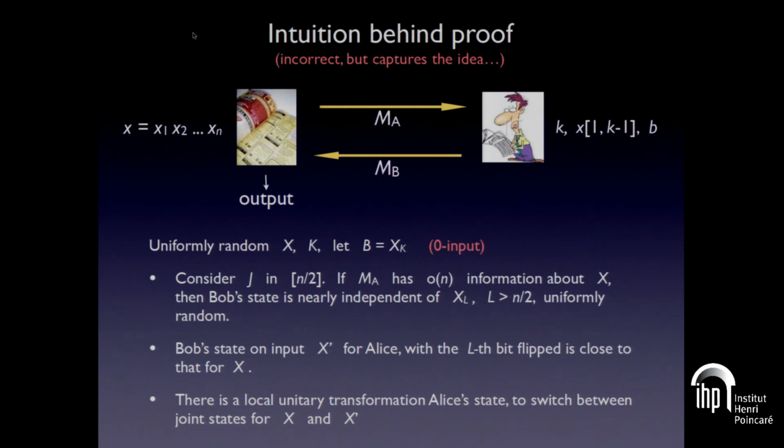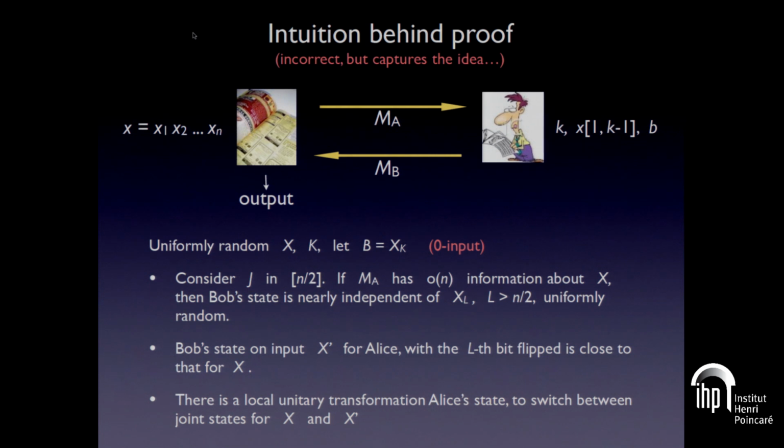So the idea is that if the first message has very little information, little o information, so sublinear information about the string, then it's unlikely that it contains any information in the suffix beyond x from 1 to j minus 1. Okay, so if those bits in the suffix were uniformly random, then Bob will not be able to tell what those bits are.